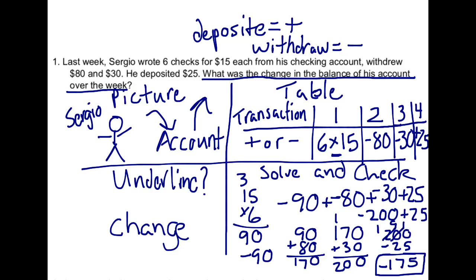And for the last part, checking, I go through and check my math. 15 times 6 is 90. I know that it was a negative 90. Then negative 90 plus negative 80 plus negative 30. 90 plus 80 was 170. 170 plus 30 is 200. And then negative 200 plus 25 is negative 175. So I check through my math and it checks out.